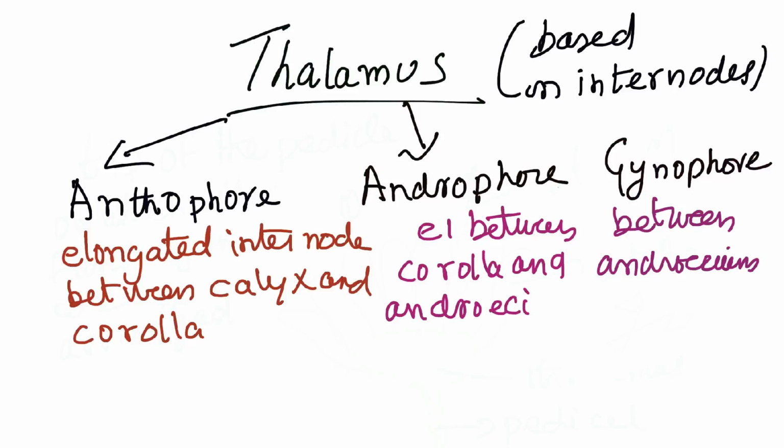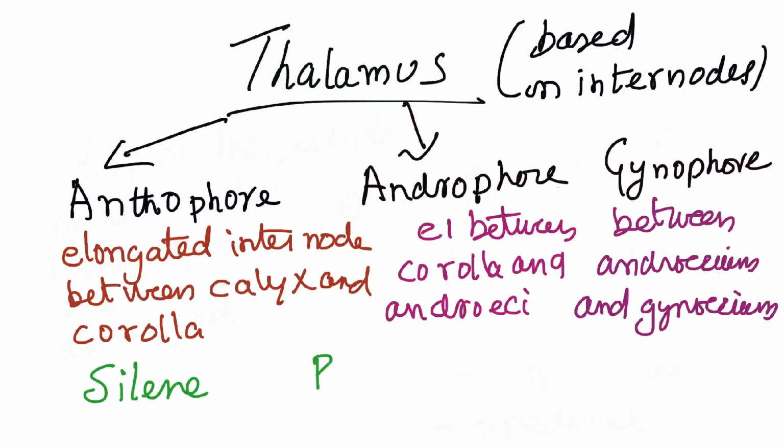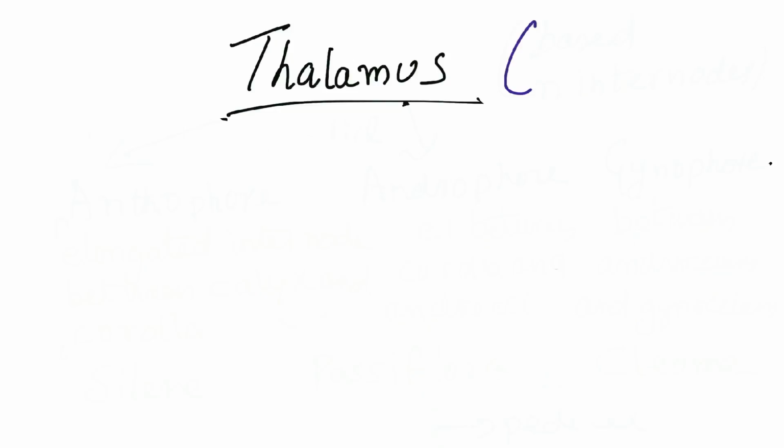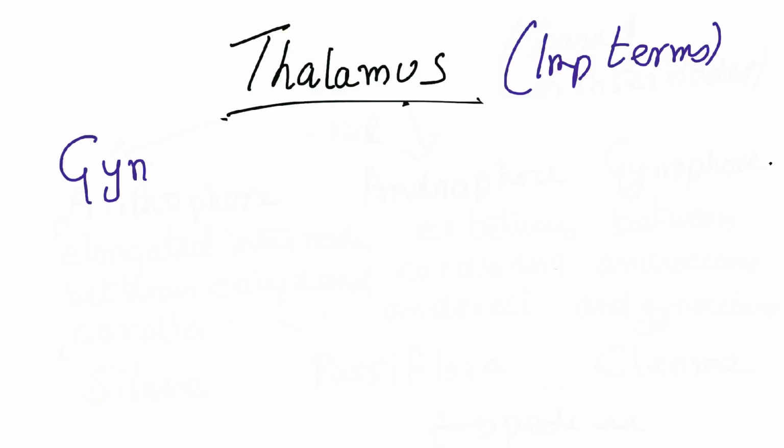And lastly, in this particular division, we are looking at the examples. Anthopore, it's Silene. Androphore, it's Passiflora, and Gynophore, it's Cleome. So this is the classification of thalamus based on the internodes. And now let's look at, from the examination point of view, two important terms related to morphological features of thalamus.